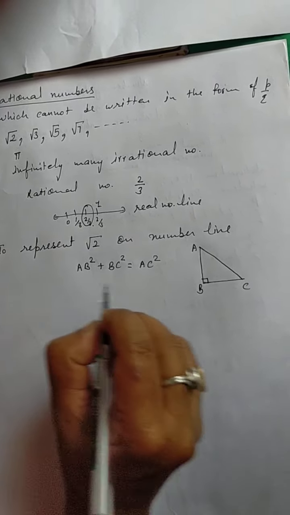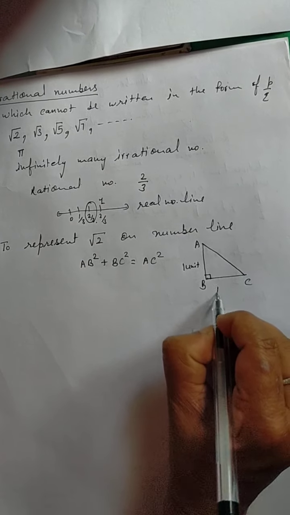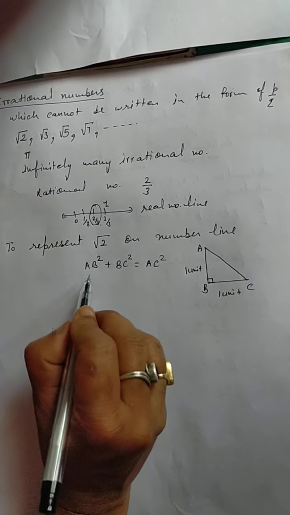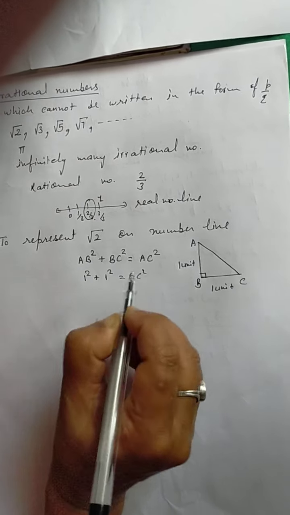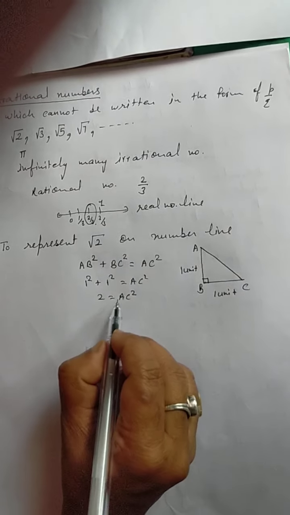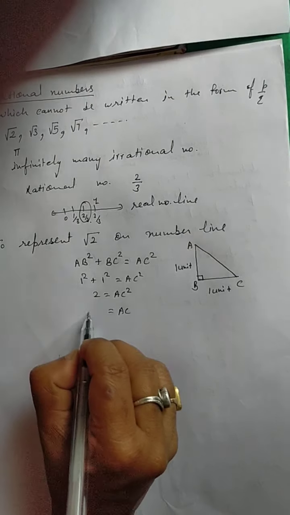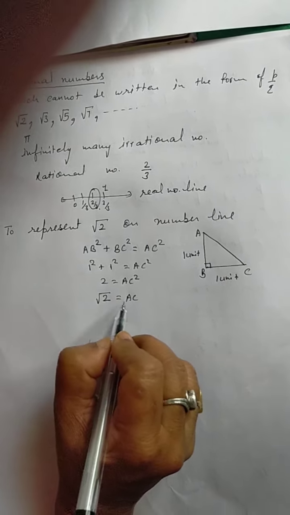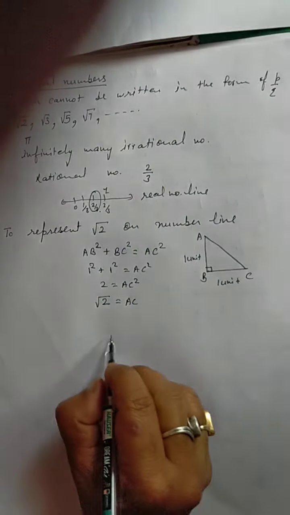How? Suppose AB is equal to 1 unit. BC is also equal to 1 unit. Now substitute the values of AB and BC. AB is 1, BC is 1, so 1 square plus 1 square, that is 2, is equal to AC square. AC square is equal to 2, or we can write it as AC is equal to square root of 2. If AC square is 2, we can write AC as the square root of 2. Now how to represent square root 2 on the number line?